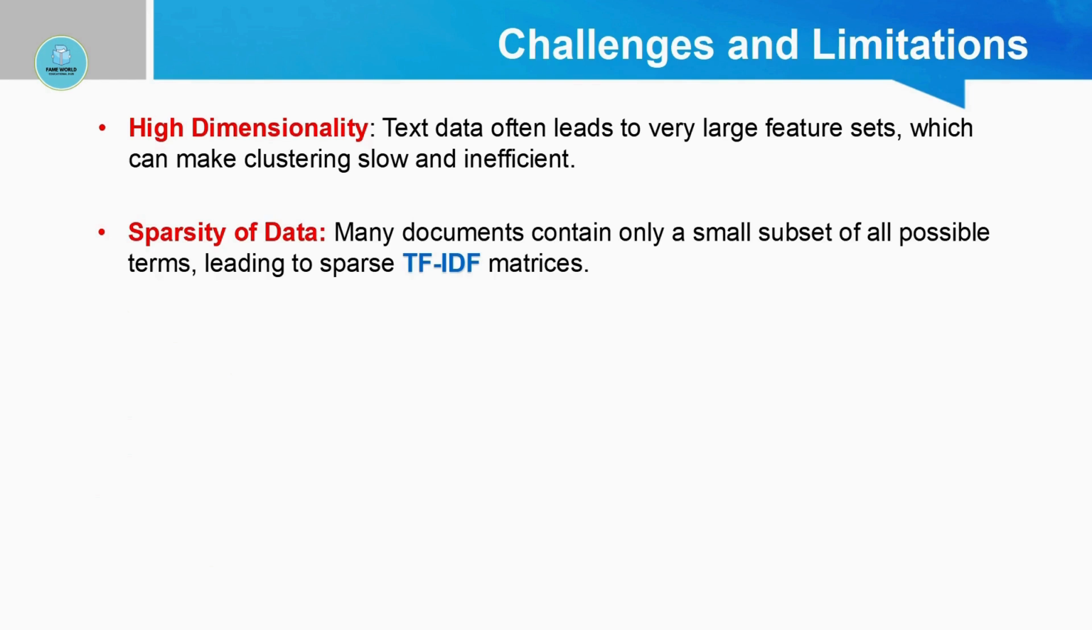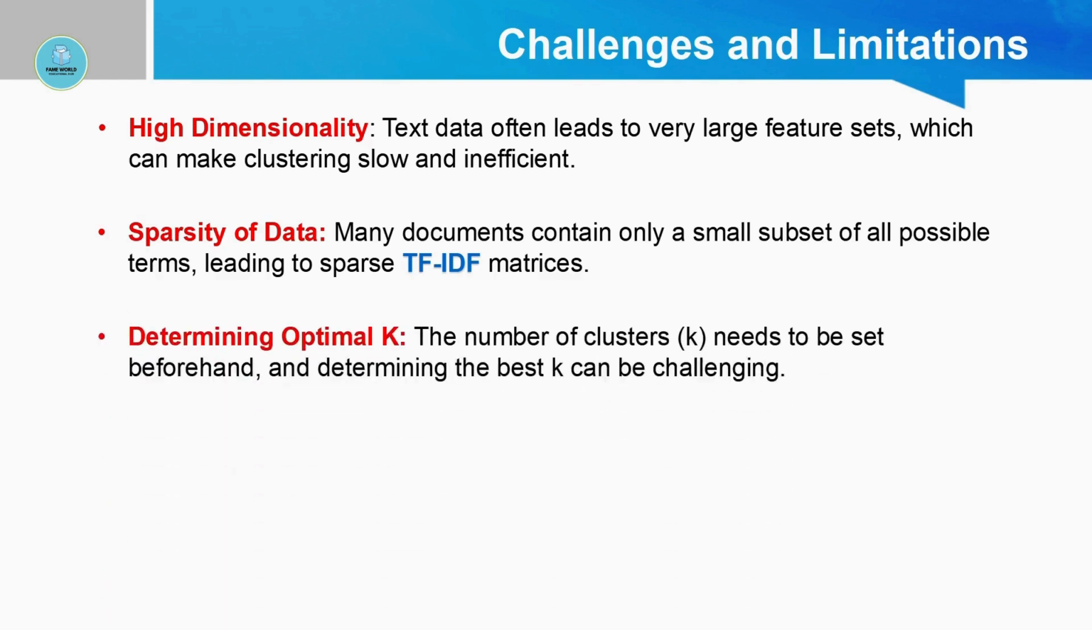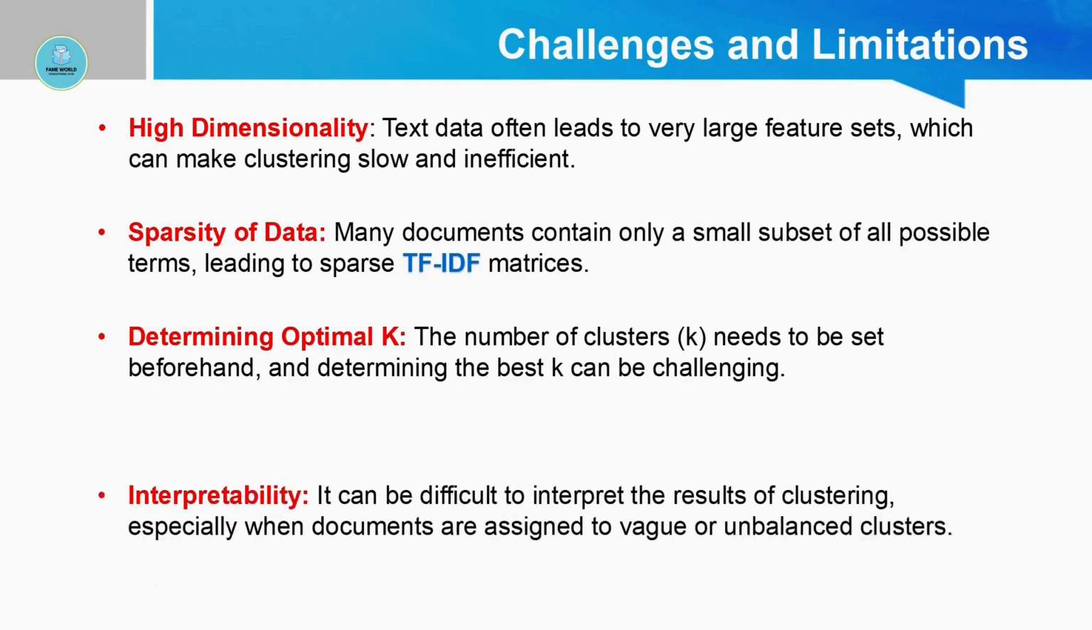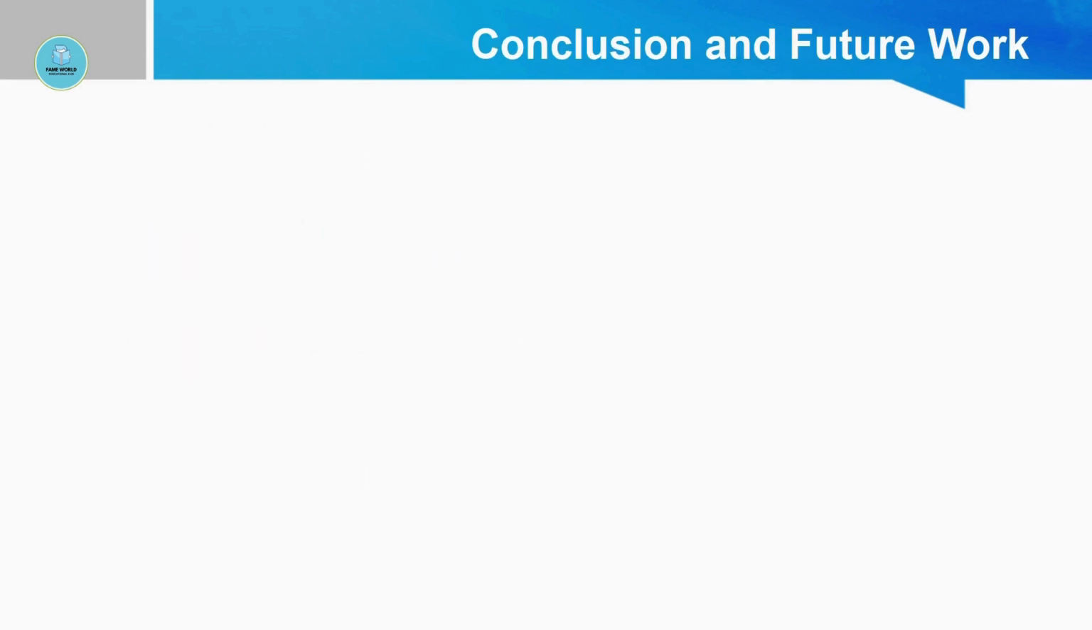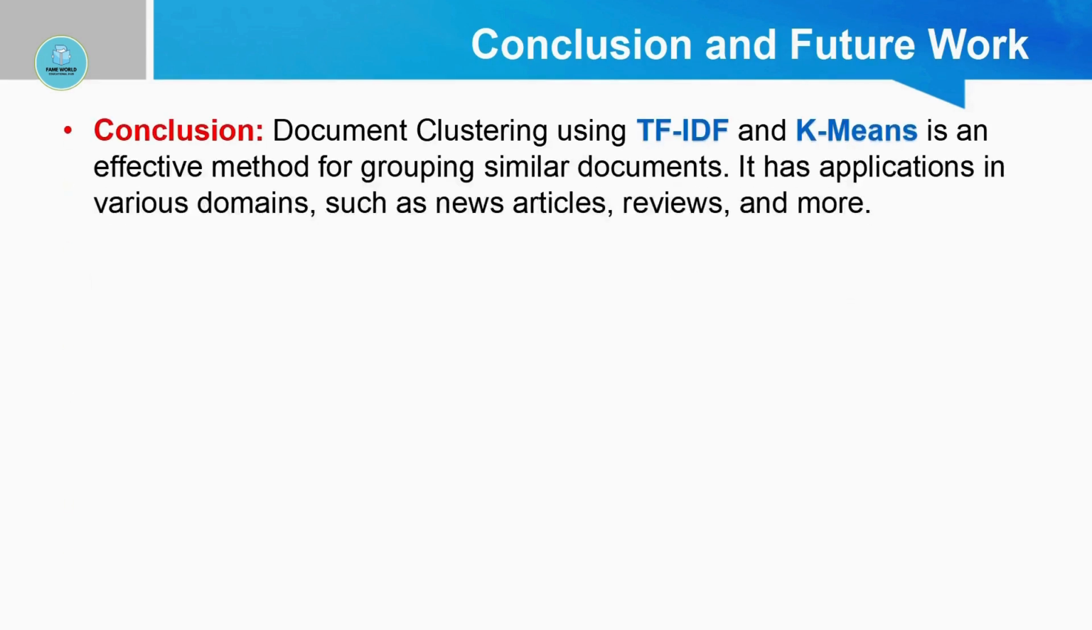Choosing the right number of clusters. Determining the optimal value of K can be difficult and may require experimentation. Cluster interpretability: it can be challenging to interpret the results of the clustering, especially when the clusters are not clearly defined. In conclusion, document clustering using TF-IDF and K-means is an effective method for grouping documents based on similarity.